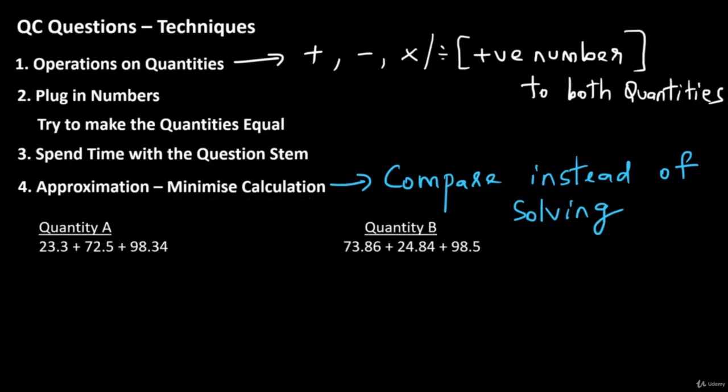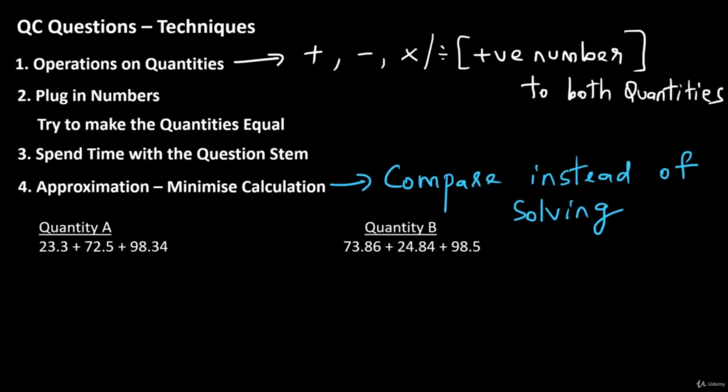Let's do one more question. So over here, quantity A is 23.3 plus 72.5 plus 98.34. Quantity B is 73.86 plus 24.84 plus 98.5. Now, you could take your calculator and find these two sums and establish which quantity is greater, but that is not the best approach, right?